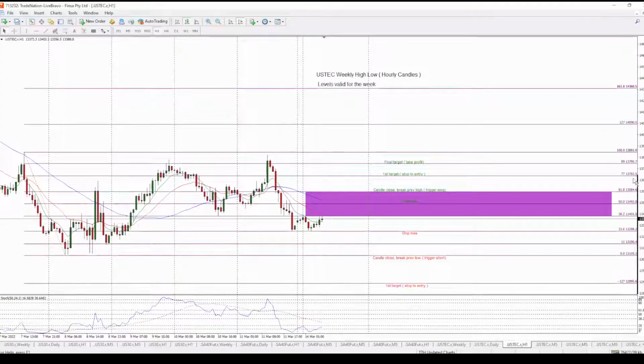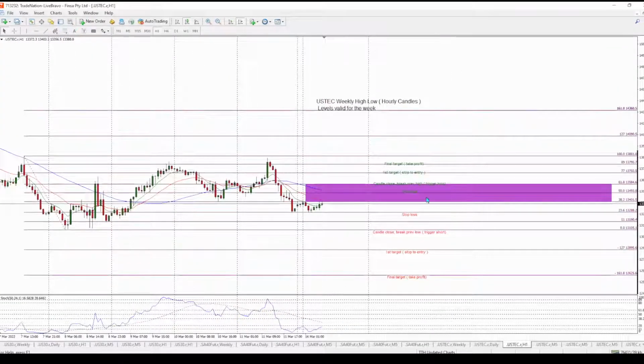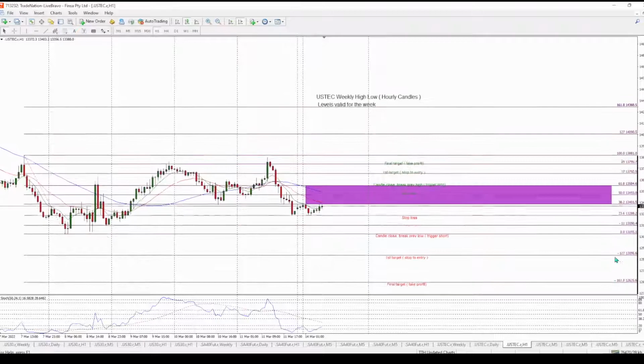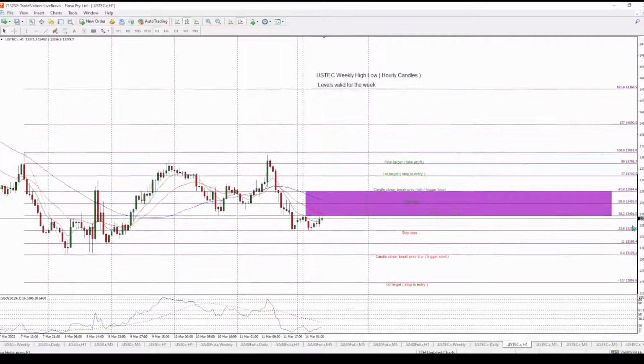On the weekly high low, we haven't respected this 50 yet, so short will not be below 38.2. As soon as price comes up and respects this 50 level, short will then be valid below 38. But for now, shorts are only valid below the 0, aiming for minus 127 and minus 161 for the final target, stopping at the 23. And then longs, candle close above 61, break previous candle high, we aim for 77 and 89 final target, with the stop being at the 50.